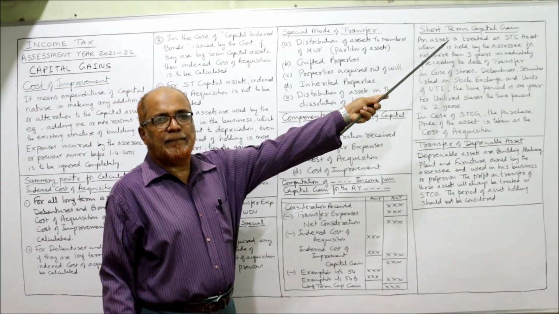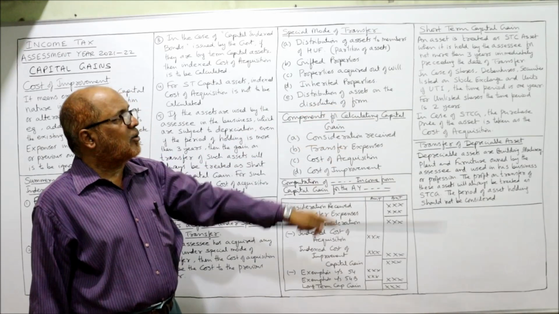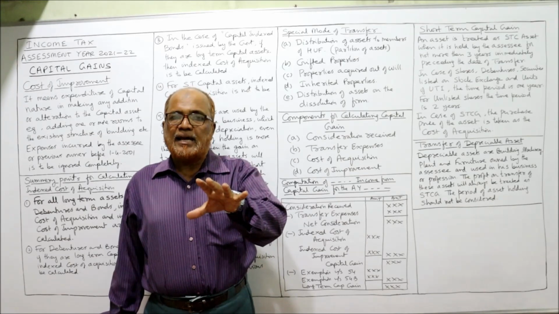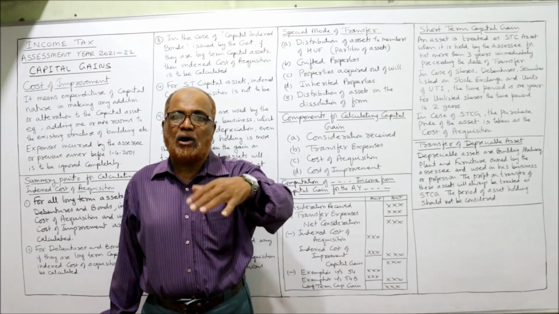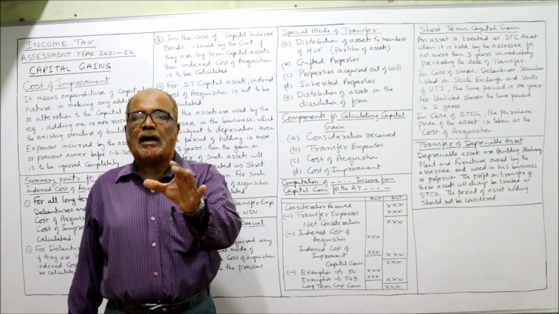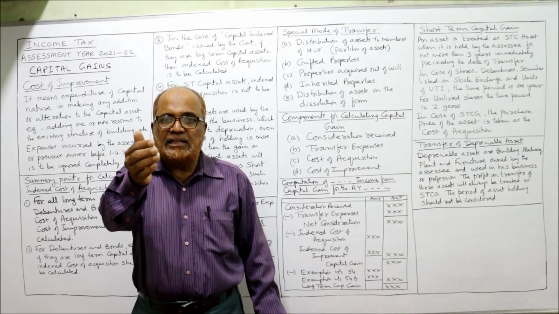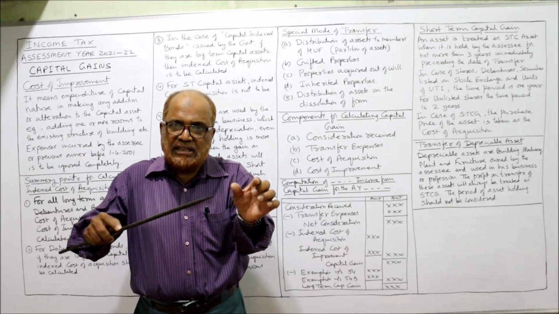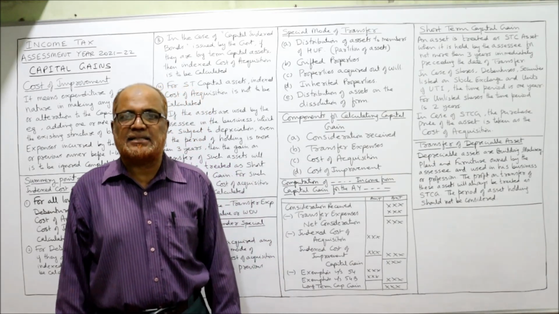Now, short-term capital gain. An asset is treated as a short-term capital asset when it is held by the assessee for not more than 3 years immediately preceding the date of transfer. The income tax on capital gain depends on whether it is long-term capital gain or short-term capital gain. The tax rate is different. So short-term capital gain will arise when an asset is sold within 3 years from the date of purchase. If the asset is sold within 3 years from the date of purchase, it is called a short-term capital asset.